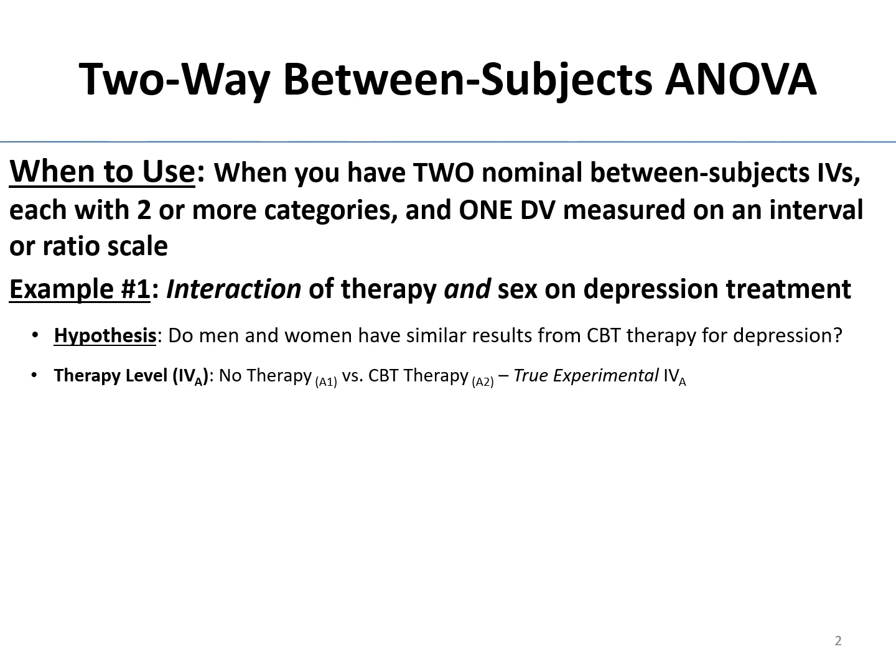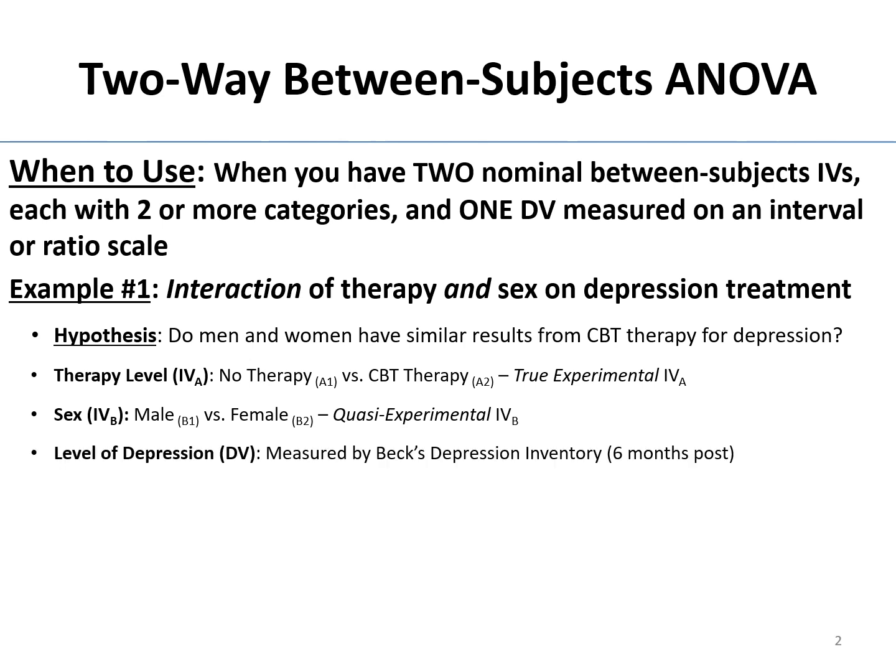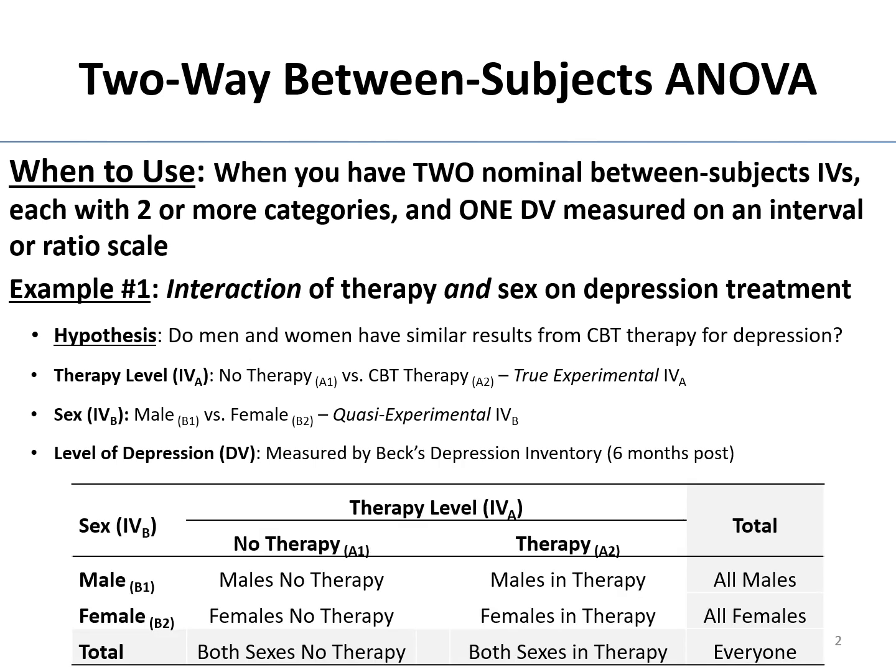And again, those can be randomly assigned, so that could be a true independent variable, a true experimental one. Your second independent variable is sex, male, female, and you can't randomly assign that, so that's going to be a quasi-experiment. So overall, this is going to be a quasi-experimental design. Those are your two independent variables. Your dependent variable, let's just say it's depression. You're going to use the Beck Depression Inventory Screener to measure depression 6 months after the start of the study. One group got therapy and one didn't, half men, half women.